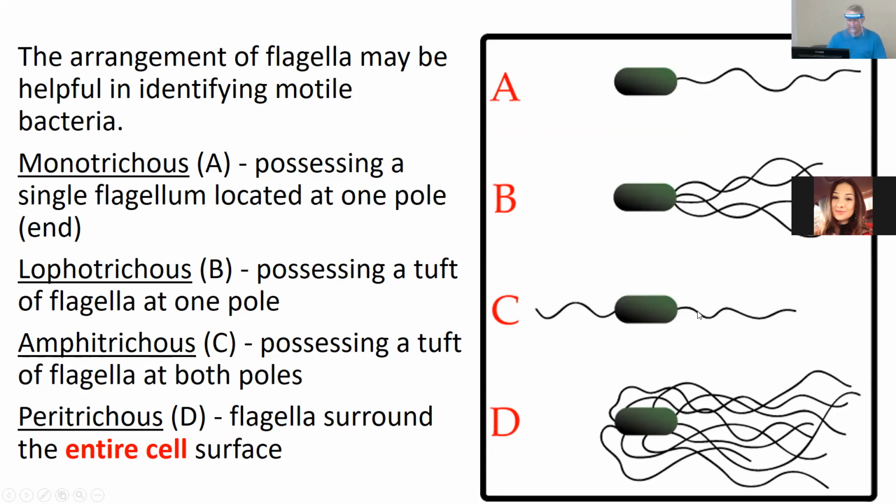We have a left and a right. And we have a peritrichous, which just has flagella around the entire surface. So a lot of hair on this one, just everywhere. Okay, so those are some names for our flagella.